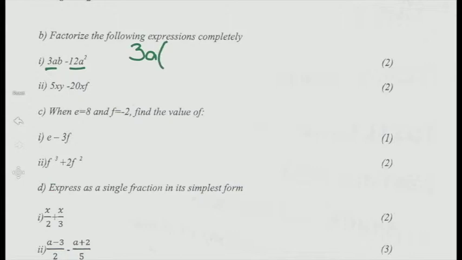Then we introduce a bracket. So 3ab, let me do it like this, 3ab divided by 3a. This cancels out, leaving us with b.